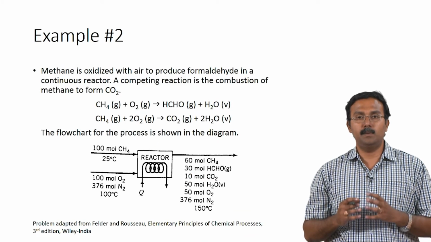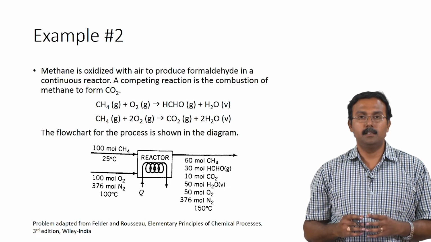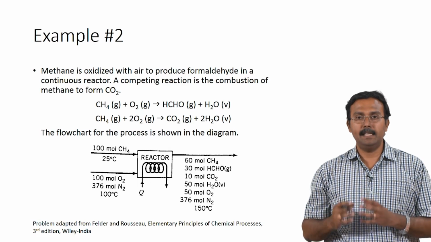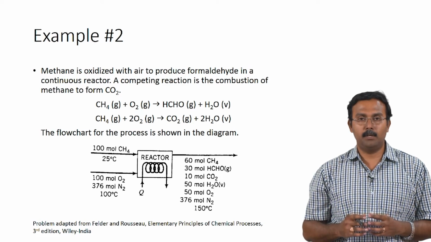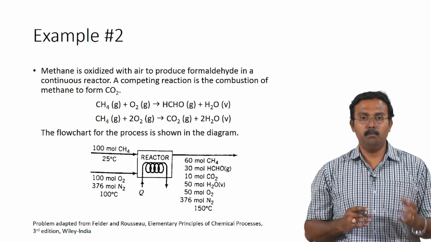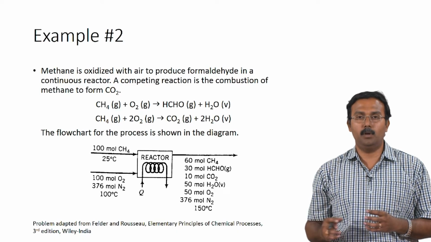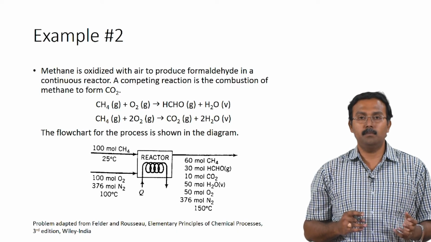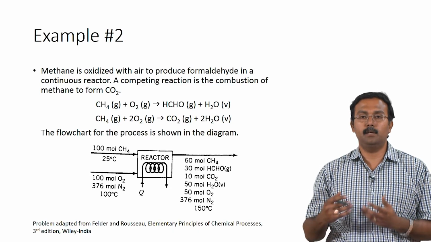Methane is oxidized with air to produce formaldehyde in a continuous reactor. A competing reaction is the combustion of methane to form carbon dioxide. So, you have 1 mole of methane reacting with 1 mole of oxygen to form formaldehyde and water. You also have 1 mole of methane reacting with 2 moles of oxygen to form carbon dioxide and water.